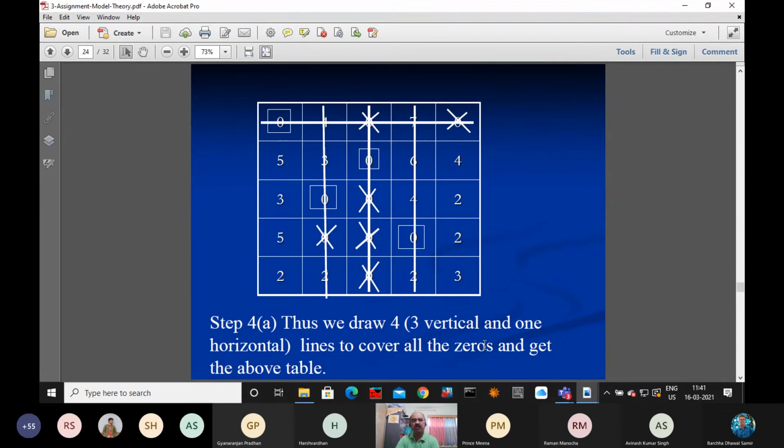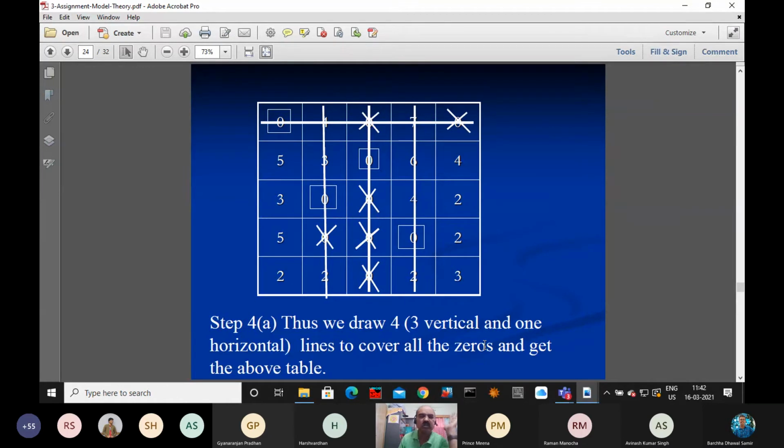Here we have considered altogether 4 lines, 3 verticals and 1 horizontal, to cover all the zeros. None of the zeros is left out. In the first row there is a horizontal line, and in the second, third and fourth columns there are 3 vertical lines. So altogether we have considered 4 lines. This is the minimum.